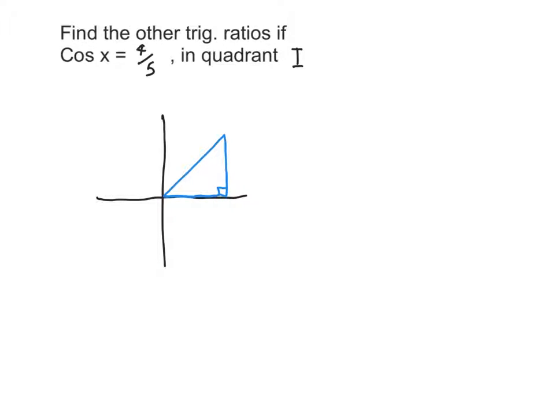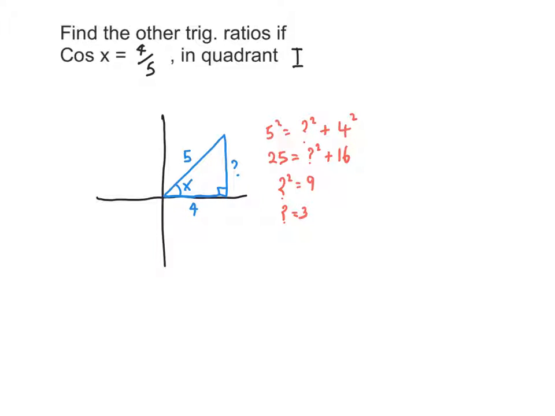So we know that cos x, there's x. We know that the cosine is 4/5. So we want to find out the missing side. So we know that by Pythagoras, 5 squared equals question mark squared plus 4 squared. So 25 equals question mark squared plus 16. And question mark squared equals 9. So the missing side is 3. So it's a 3, 4, 5 triangle.